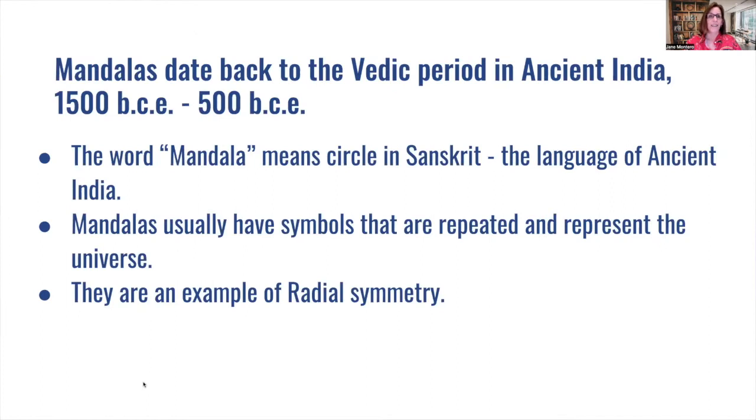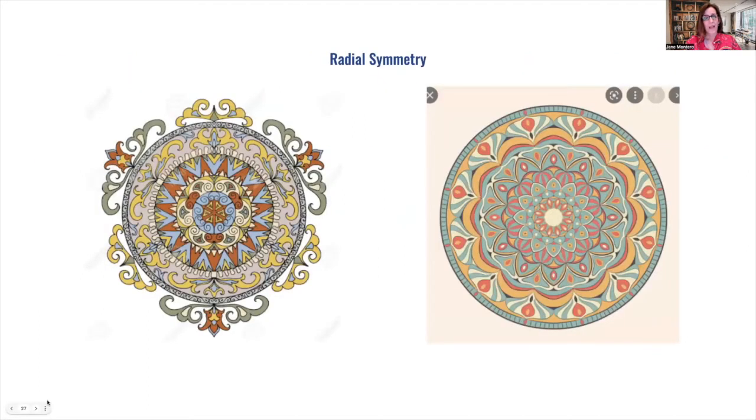Before we start, I talk about ancient India. I explained that the word mandala means circle in Sanskrit, the language of ancient India. I talked to them about symbols that they use, that they're repeated and often represent the universe, and that they are an example of radial symmetry. I show some examples like this. I just found these online just to show students a little bit more about radial symmetry.